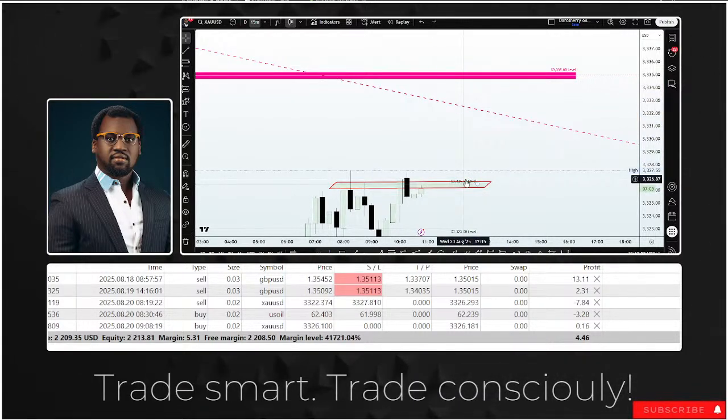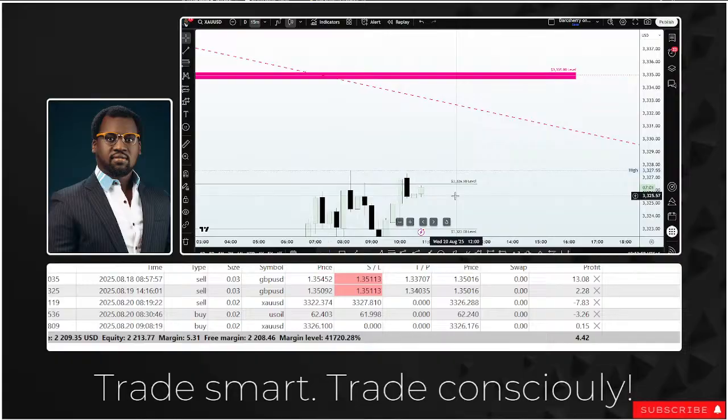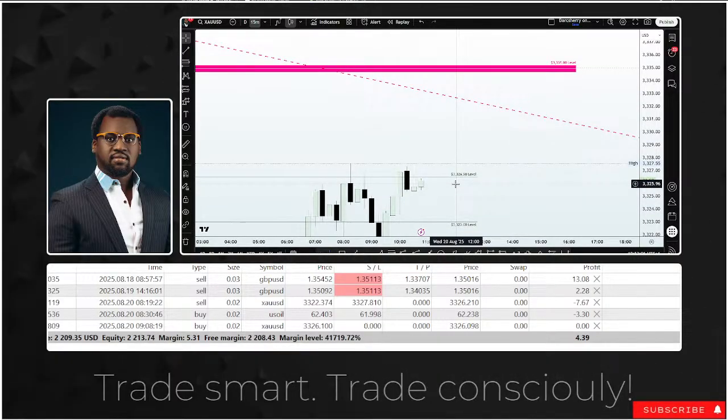Now, as you buy above the $3,326.50 level, please be mindful that you are buying within a descending channel, descending trend line. So what that simply means is that you are taking a counter trend trade. Now, if you are taking a counter trend trade, you know what that means. Sellers can come in anytime.